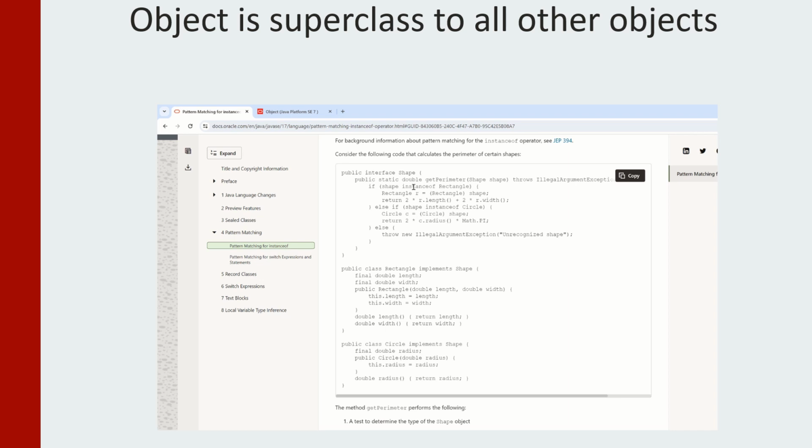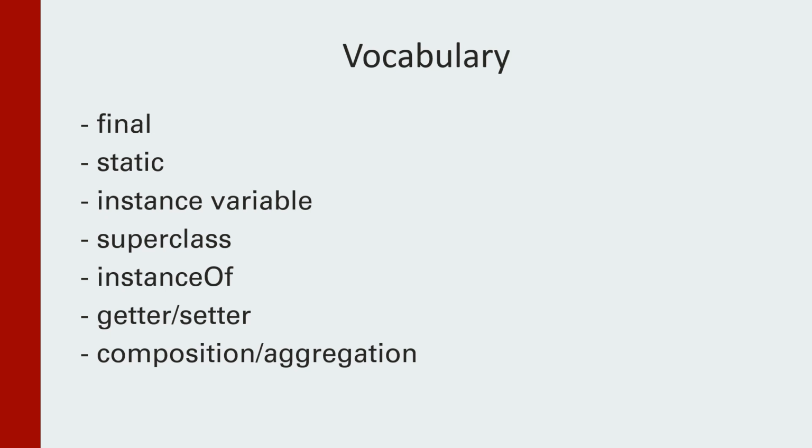All right. The thing I want to leave you with, as I did on the previous objects video, is that there's quite some vocabulary to imprint into your minds to make sure that you can talk about objects in a good way. So that includes things like final, static, instance variable, superclass, instanceof, getter and setter methods, and composition and aggregation. Those were some of the important vocabulary words that appeared throughout this video. And of course, we had the vocabulary words that appeared in the previous video. These are going to be important to be able to speak about what you're doing with objects.